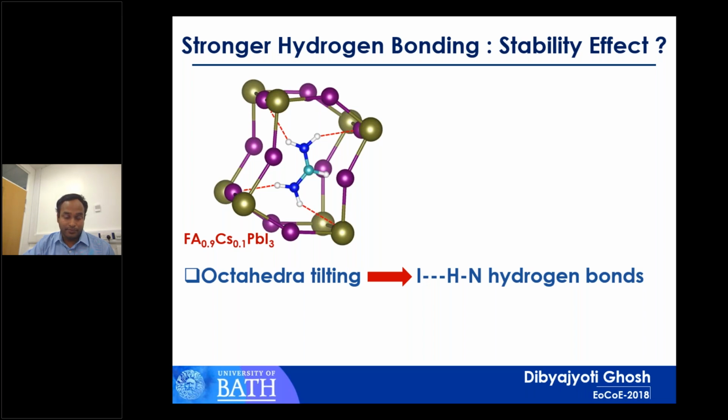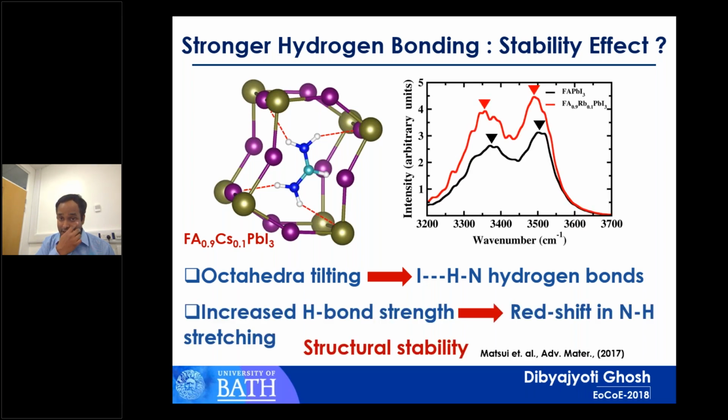To prove that, we also calculated the vibrational spectra of the NH of the FA cation, and found that with cation mixing we really have a red shift in the NH stretching frequency. That signifies the NH bond is getting weaker because of stronger hydrogen bond formation between iodine and hydrogen. And this type of hydrogen bond, as we all know, can lead to higher structural stability for these perovskites.